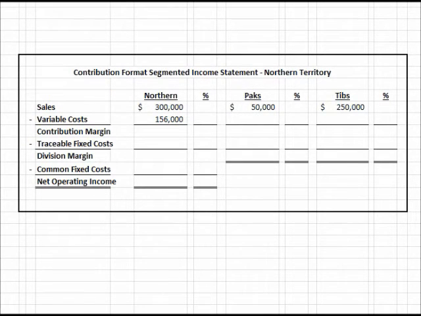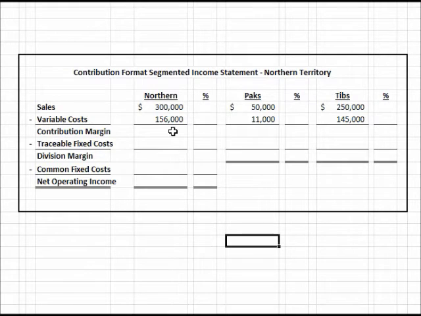Okay, now the book goes on to give us a little more explanation of the variable costs. Variable expenses are 22% of the selling price for packs and 58% for tips. How would we do that? Well, variable costs are going to be 22% of 50,000 or 11,000. And then for the tibs, it's 58% or 145,000.